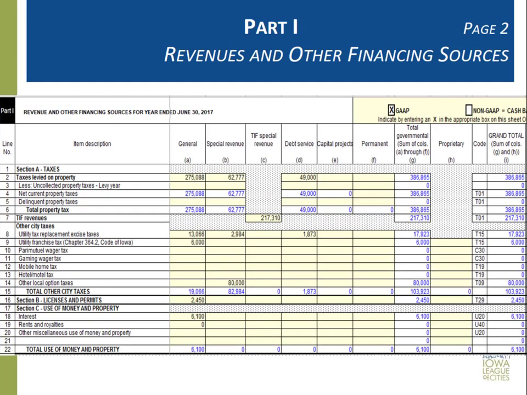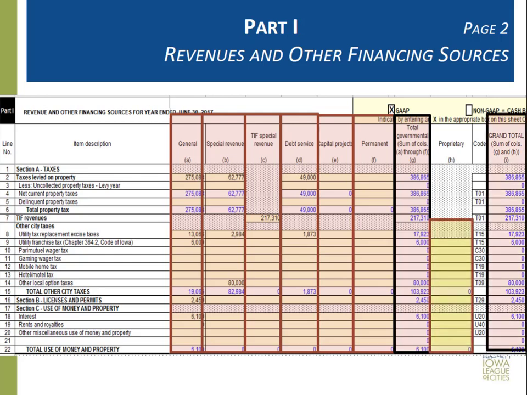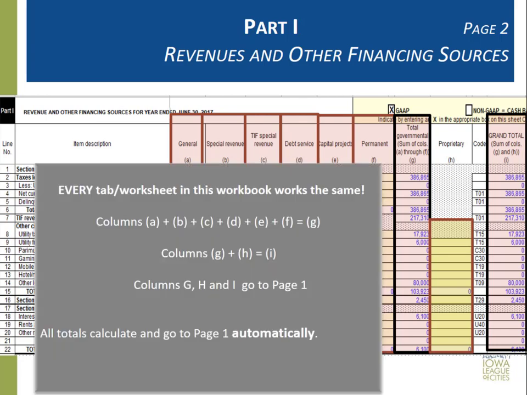So now we see this entire page again, which is page 2 of the revenues, and you will see that columns A, B, C, D, E, and F are all summed together in column G, because those are your governmental funds, and there are different rules for governmental funds than there are for the proprietary funds, and that's why it has its own sum column. Column G and column H will sum together for you automatically by the worksheet into column I, and then column I will report to the front page or that summary page.